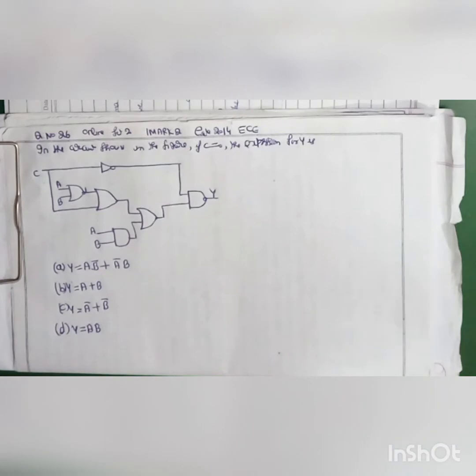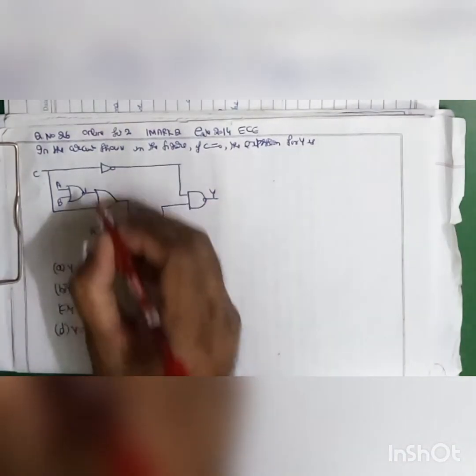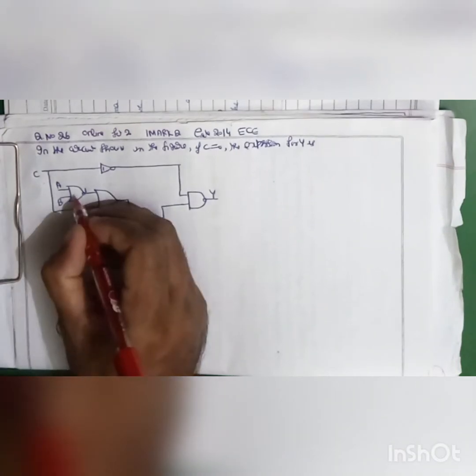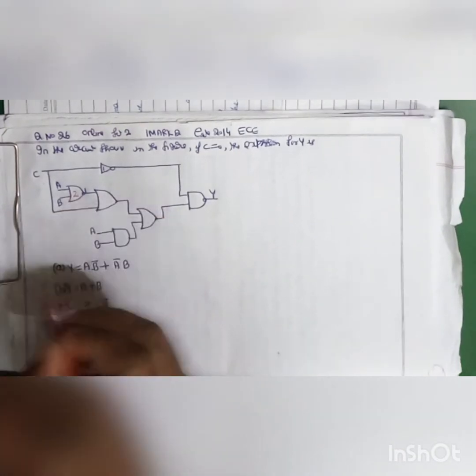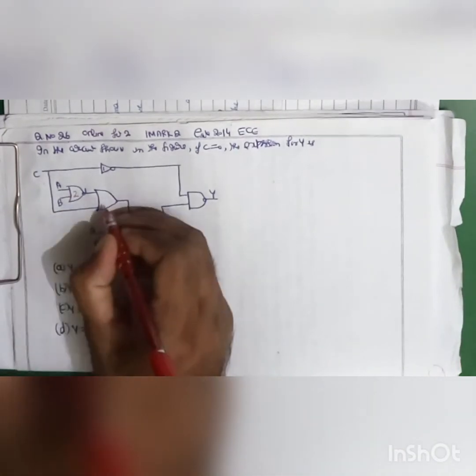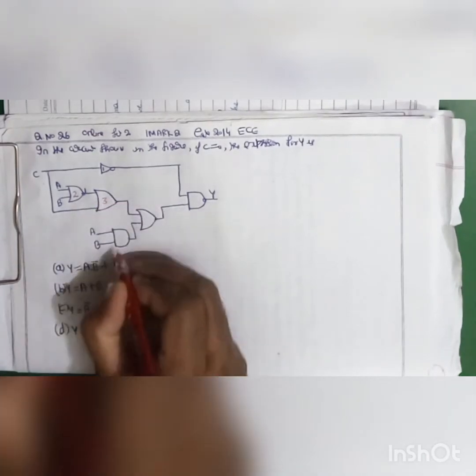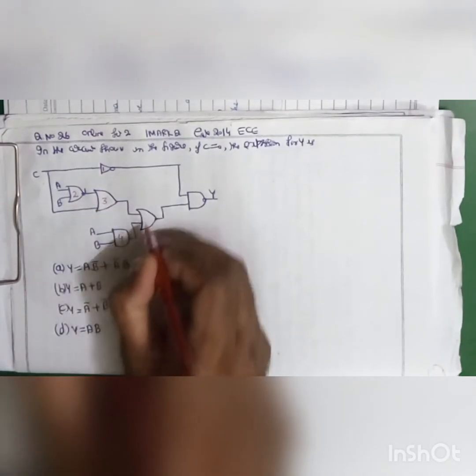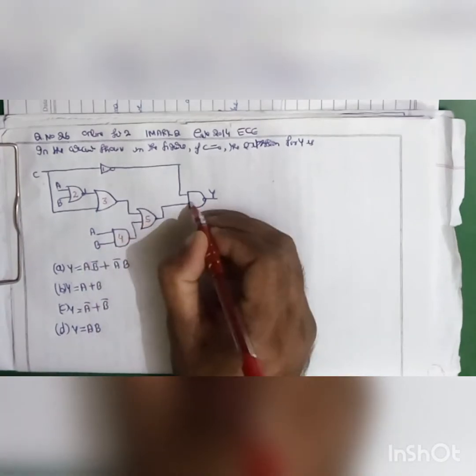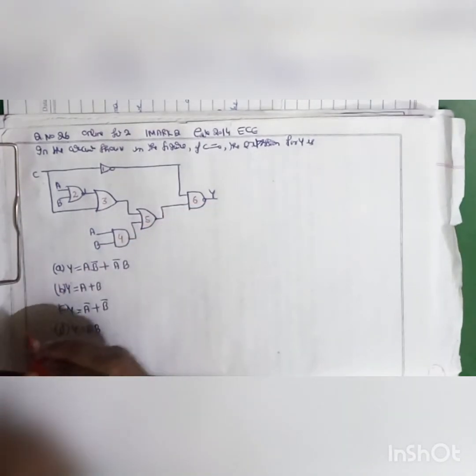First we will identify the type of each gate. Clearly gate 1 is a NOT gate, gate 2 is a NOR gate, gate 3 is an OR gate, gate 4 is an AND gate, gate 5 is an OR gate, and gate 6 is a NOT gate.